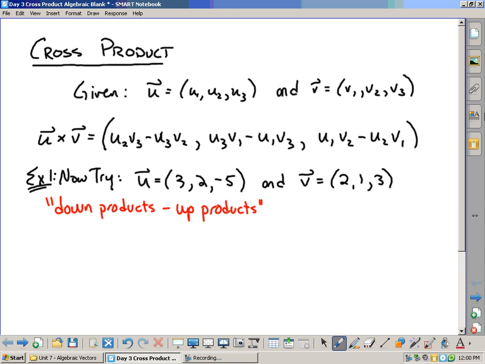So pay close attention. We are going to take the first vector and we're going to write down its components twice. So we're just going to write down the components, 3, 2, negative 5, and then write them again, 3, 2, negative 5. Then we're going to do the same for the V vector and put it underneath: 2, 1, 3, 2, 1, 3.